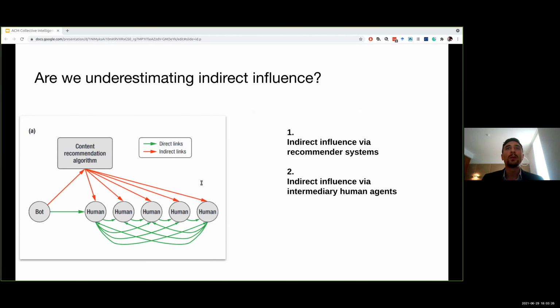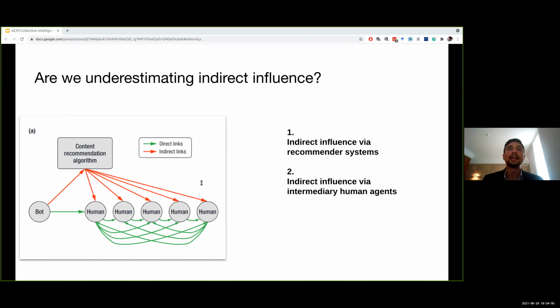One thing that we noticed reading this body of research is that most of these studies only talk about direct interactions between humans and bots. They don't include, first, the indirect influence that a bot might have via a recommender system, and second, the indirect influence that they might have via intermediary human agents. So what do I mean by that? A direct interaction is something that happens directly at the interface between two agents, two humans, or one human and one bot.